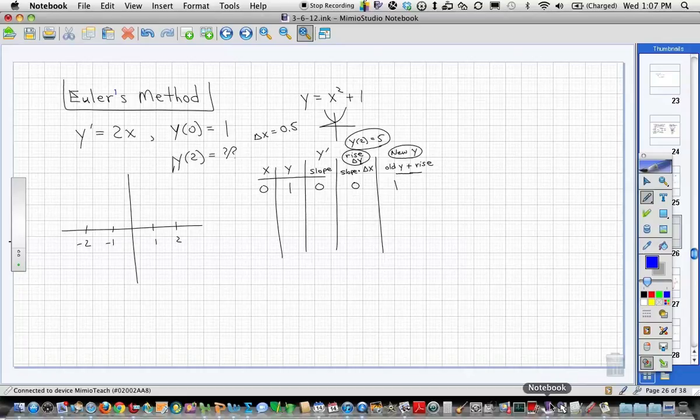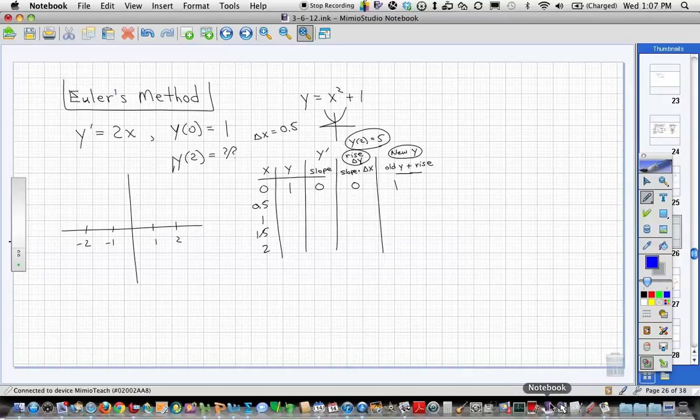So now what's my next x over here? What do I got right here? 0.5. Now, I'll be honest, that usually confuses people. What I usually do is fill that in first. When I make my table, I say, hey, my delta x is 0.5. I'm starting at 0. What I normally would do is go in here and fill in my x column right away, just because I know what they're going to be. Now I don't have to worry about it.